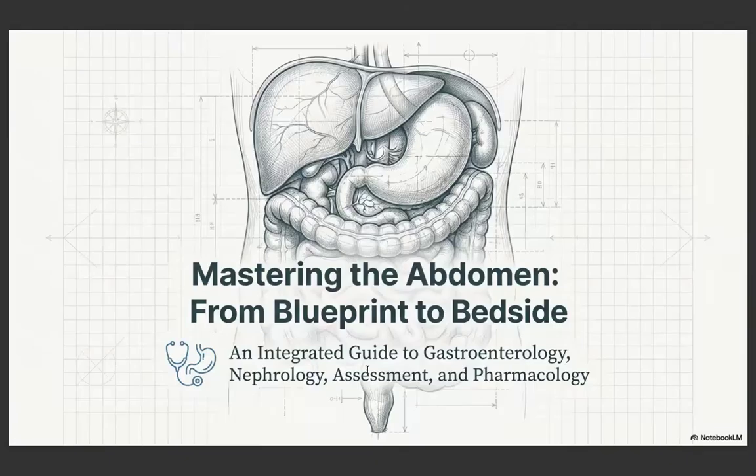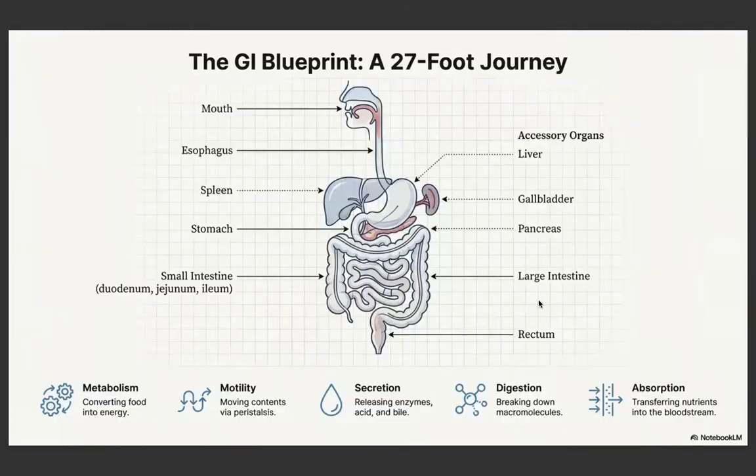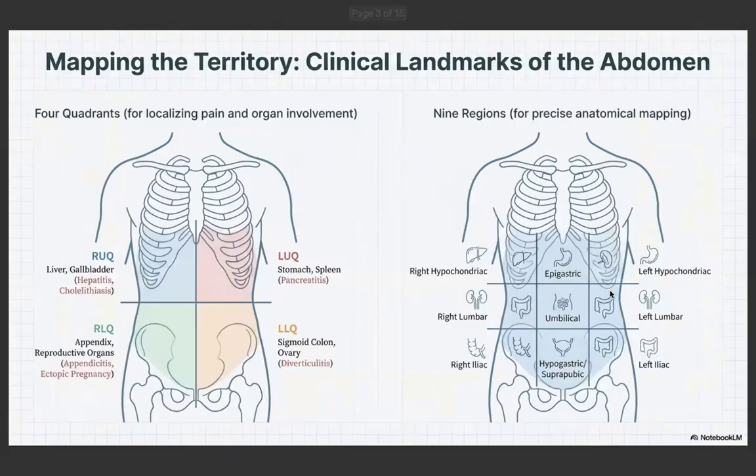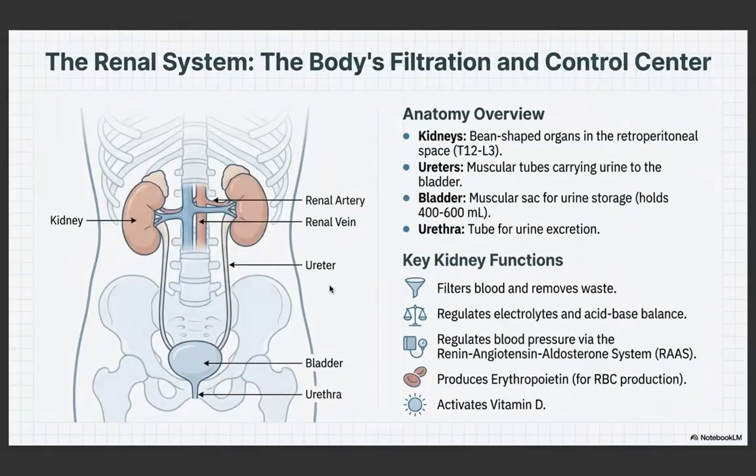So, we already went over this, so I'm not going to bore you on it again, but this is the big blueprint of how we get from the mouth to the rectum and how it works with being able to turn things into energy, absorb things, all of that. Here's our critical landmarks again, just so that you can remember them. And here's the importance of the renal system.